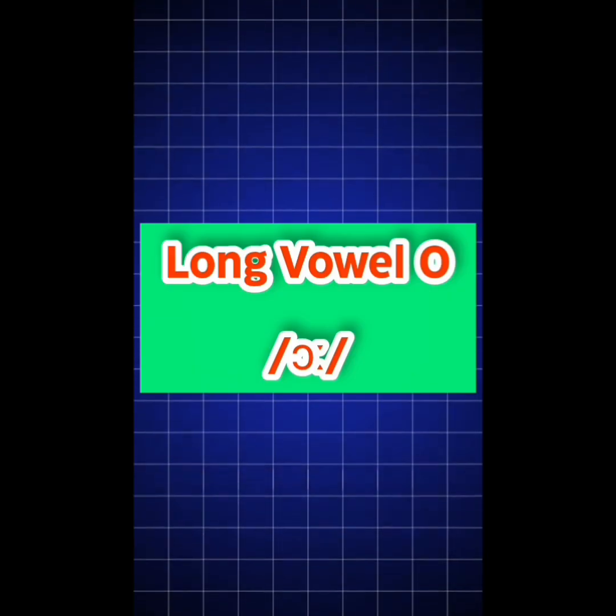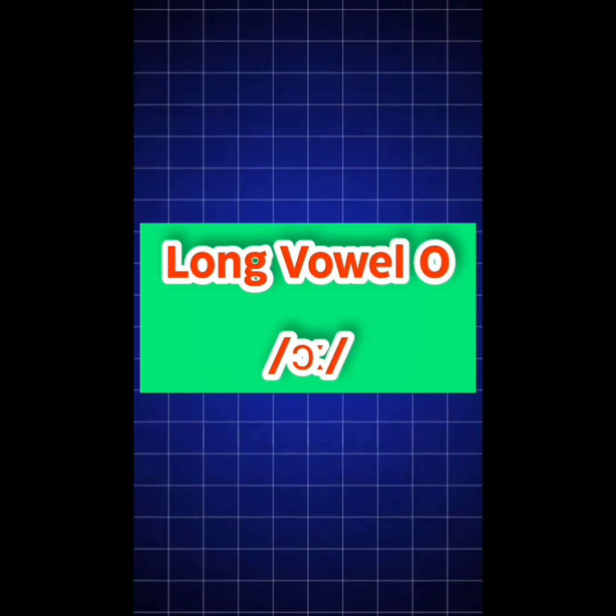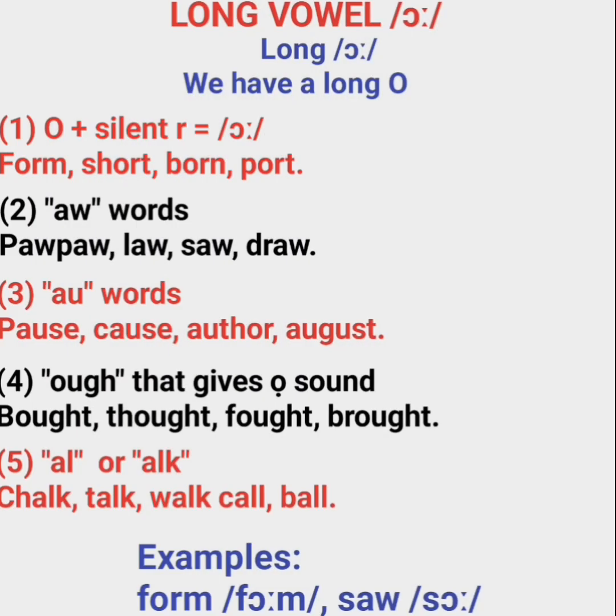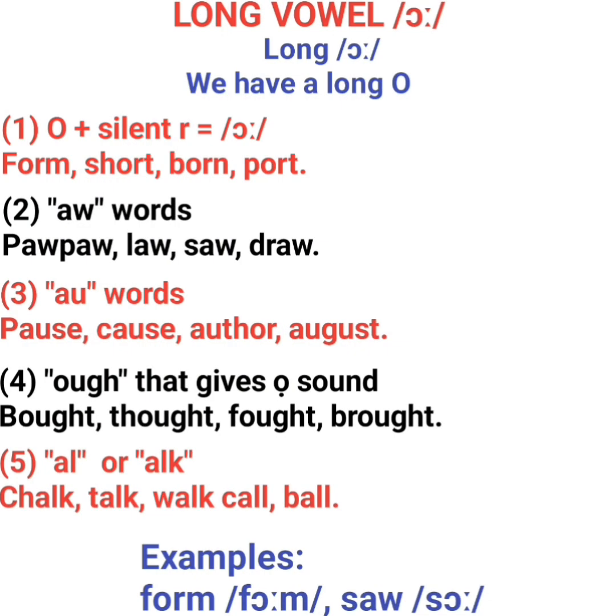Moving on gradually, now moving on to long O. We have our long O, number one, when we have O plus silent R. So it means that R serves as an elongation letter. So O plus silent R, like we have it in form, short, bomb, pot, and so on and so forth. That's number one. The second instance is A plus W, like pawpaw, law, draw.